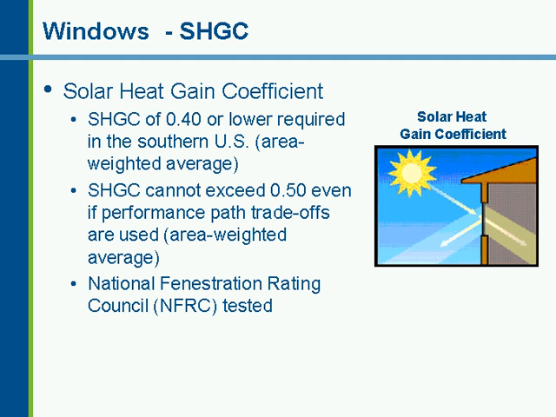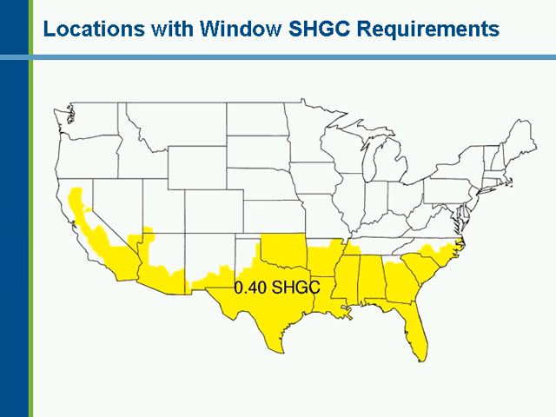For the solar heat gain, the strict limits on the solar heat gain, 0.40 or lower is required in your southern climates. And this is based on an area weighted average. You can't trade this off. This is what is the maximum. So what you can do is a little bit of trade-off. You cannot exceed 0.50, even if you're doing the performance path or trade-off, using the area weighted average in those climate zones of 1 through 3. This is a maximum. This is no trade-off. It cannot exceed 0.50 in climate zones 1 through 3, no matter what approach you're doing.